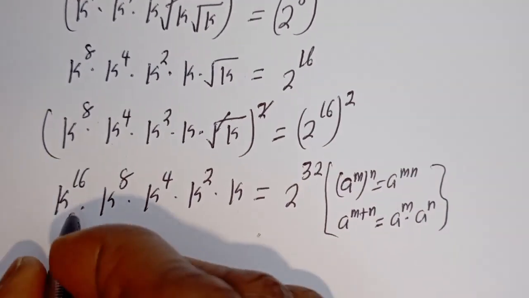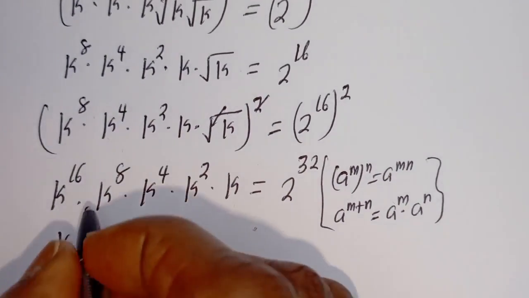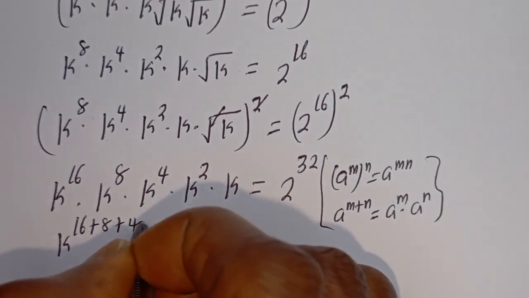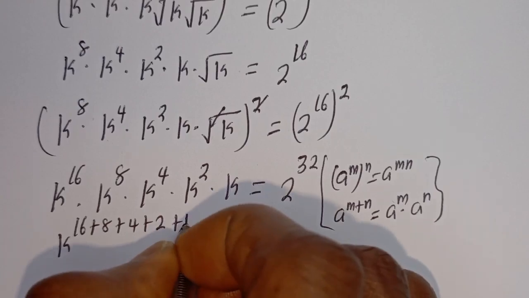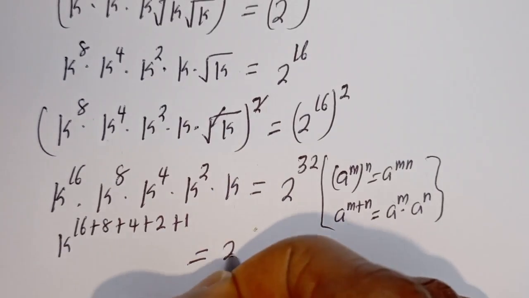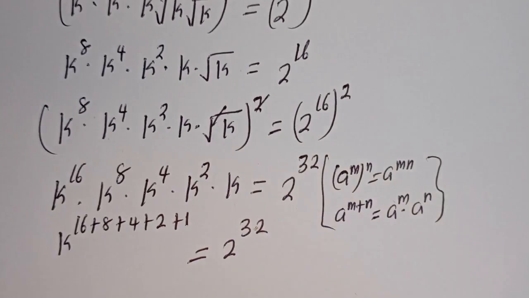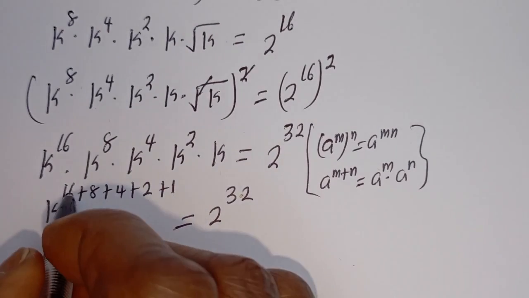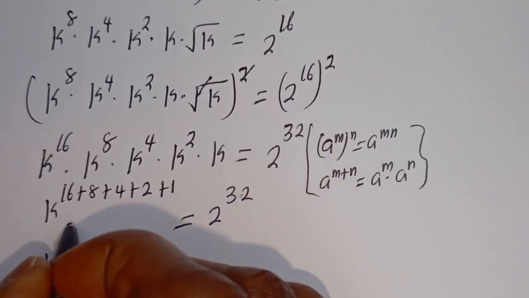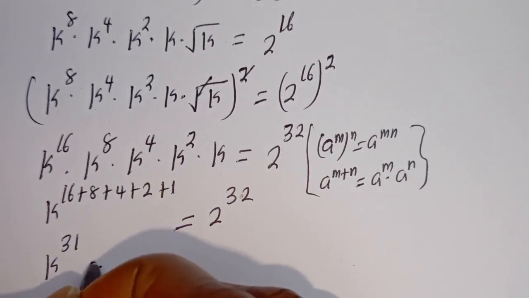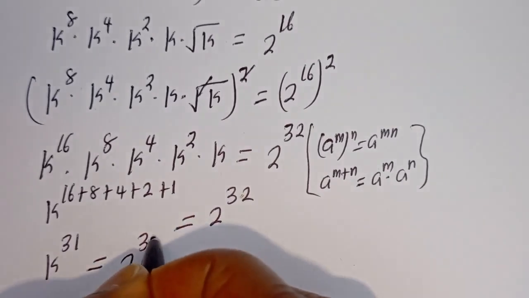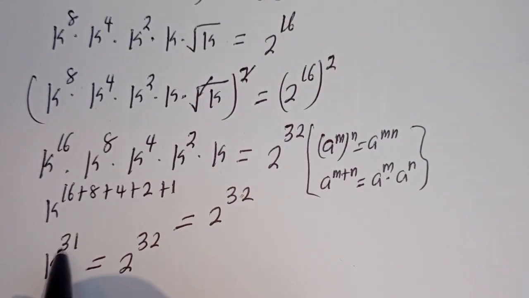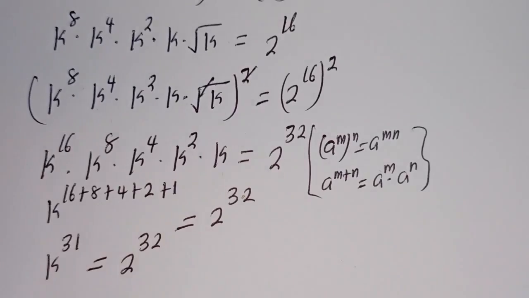So this can be written as k to the power of 16 plus 8 plus 4 plus 2 plus 1 is equal to 2 to the power of 32. Then this is k to the power of 16 plus 8 plus 4 plus 2 plus 1. This is 31 is equal to 2 to the power of 32. But we are looking for the value of k. Let's multiply the exponent of both sides by 1 over 31.